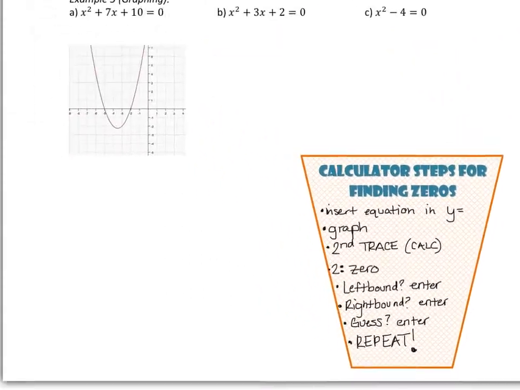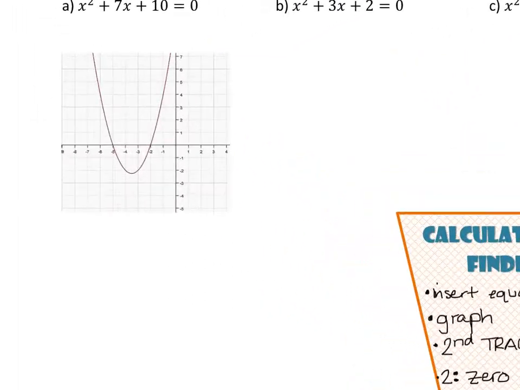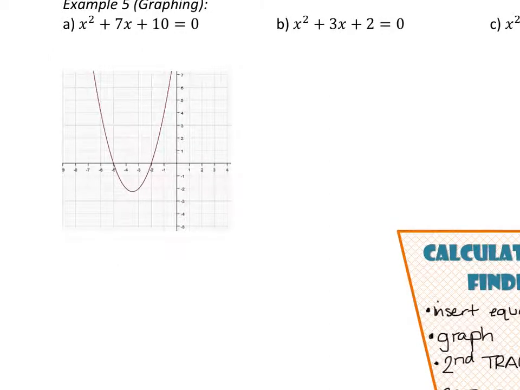All right, so for the first one, well, I guess you need a calculator, so everybody get a calculator. So go put x squared plus 7x plus 10 in y equals. And then you press graph, and you should see something like what's on your paper.